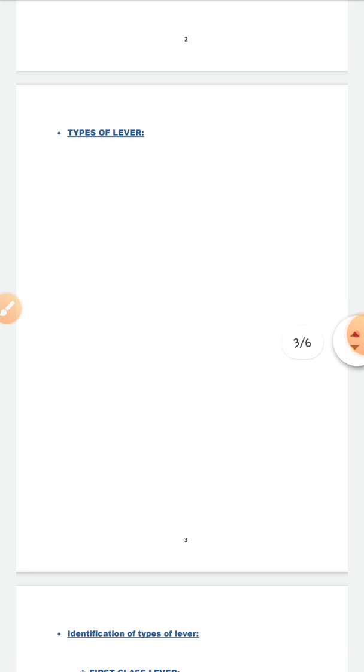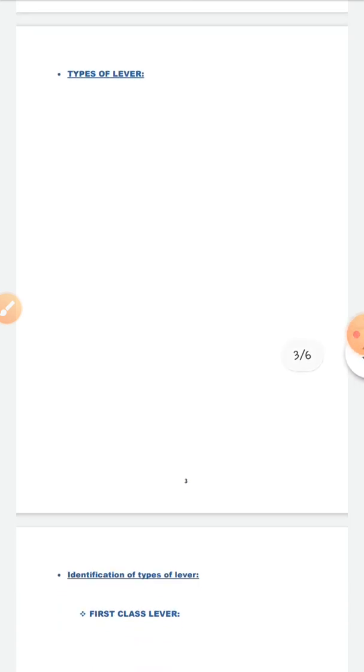On the third page you are going to mention the different types of liver. So the heading will be types of liver. And here you will write the name of each type of liver by putting the number. Number 1, first class liver. Number 2, second class liver, like this.